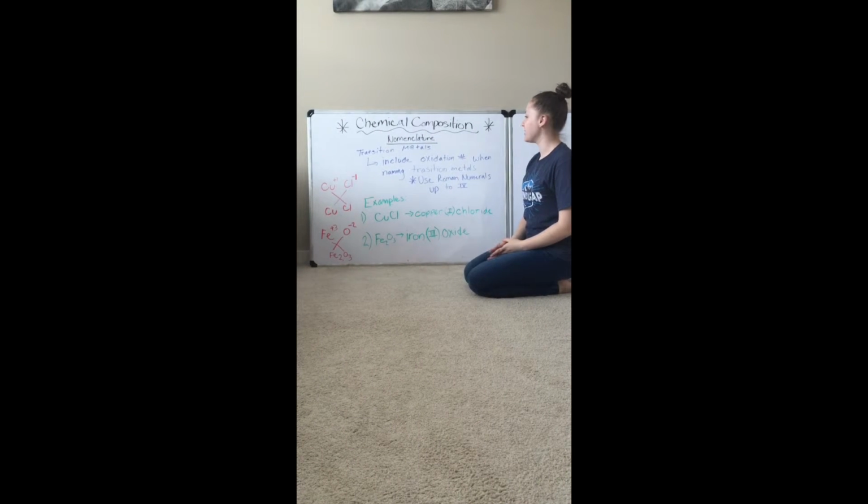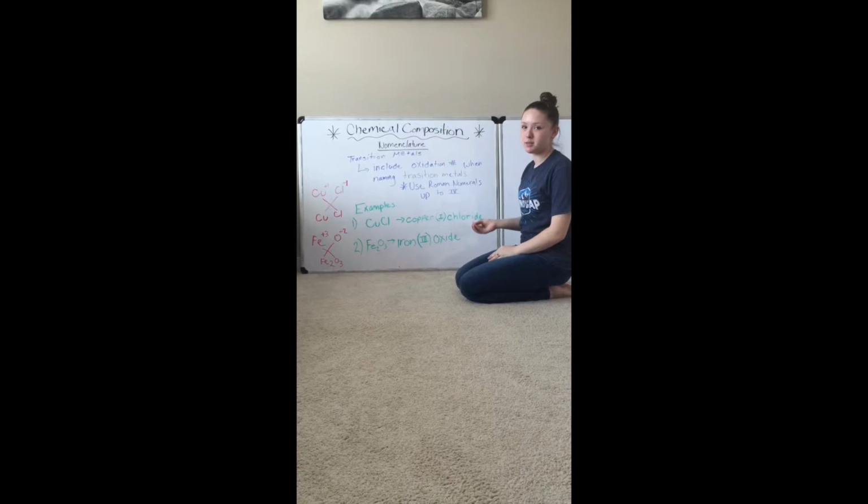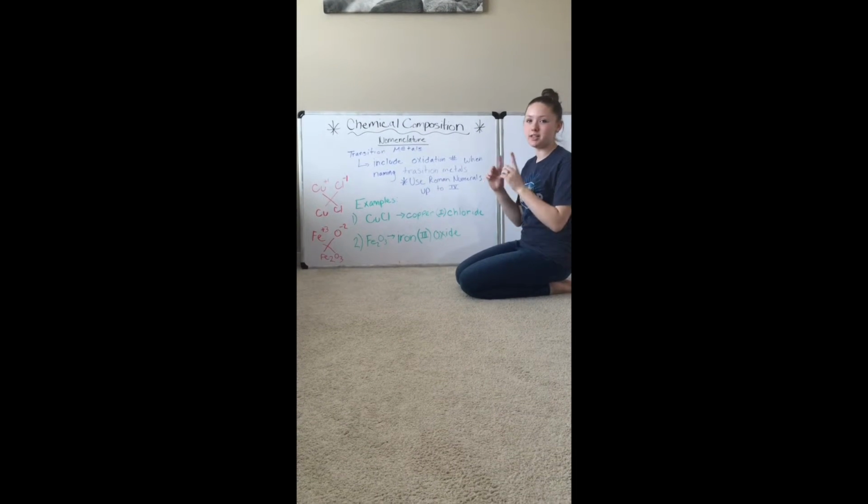And now for the nomenclature of transition metals. For transition metals, we have to be sure to include the oxidation number when we're naming them. So we use Roman numerals to indicate what the transition metal's oxidation number is.